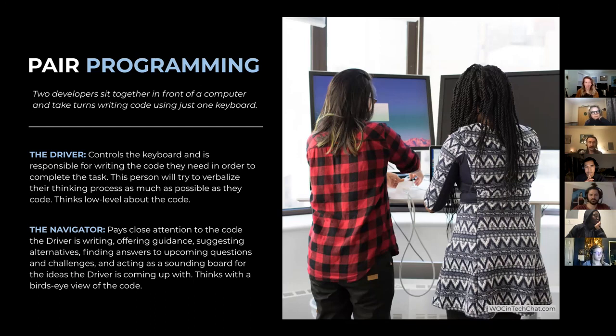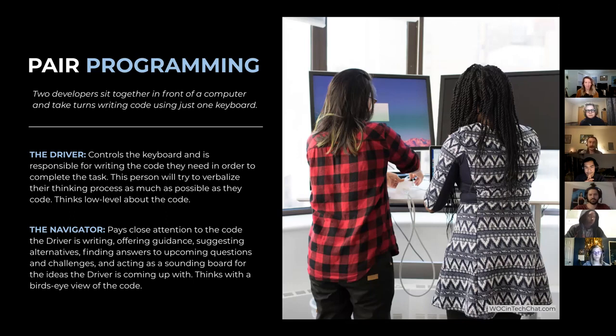The person next to them is the navigator. Just like if you're in a car going somewhere with somebody, one person is driving the car and the other person is navigating, right? Looking at their phone, looking at a map, and telling the other person what's coming up and where they're trying to go. The same thing is true of writing code together.